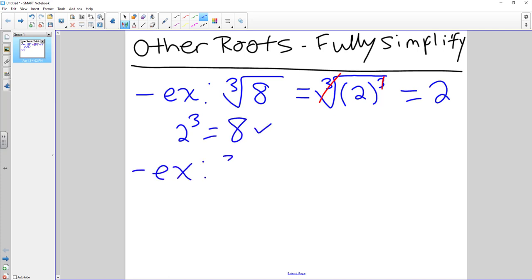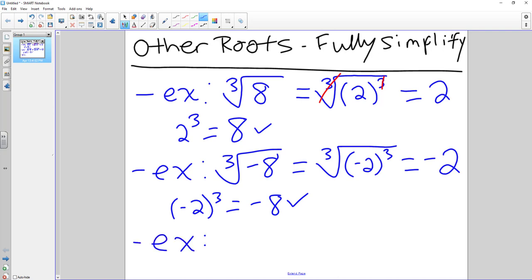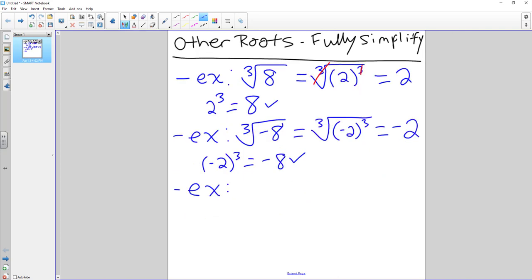Okay, how about the cube root of -8? Now with square roots, we can't have a negative on the inside. We can't take the square root of a negative. But with cube roots, or really any odd roots, we can. Because if we try to replace -8 with something to the 3rd power, -2 does work out. -2 to the 3rd power is -8. So my answer would be -2. As a check, -2 to the 3rd power is -8. So we're just doing the opposite of cubed.